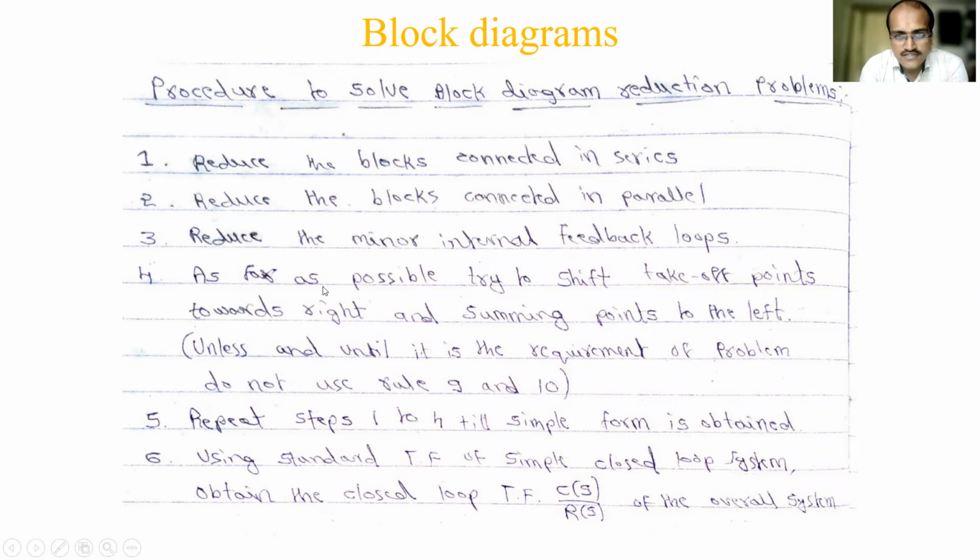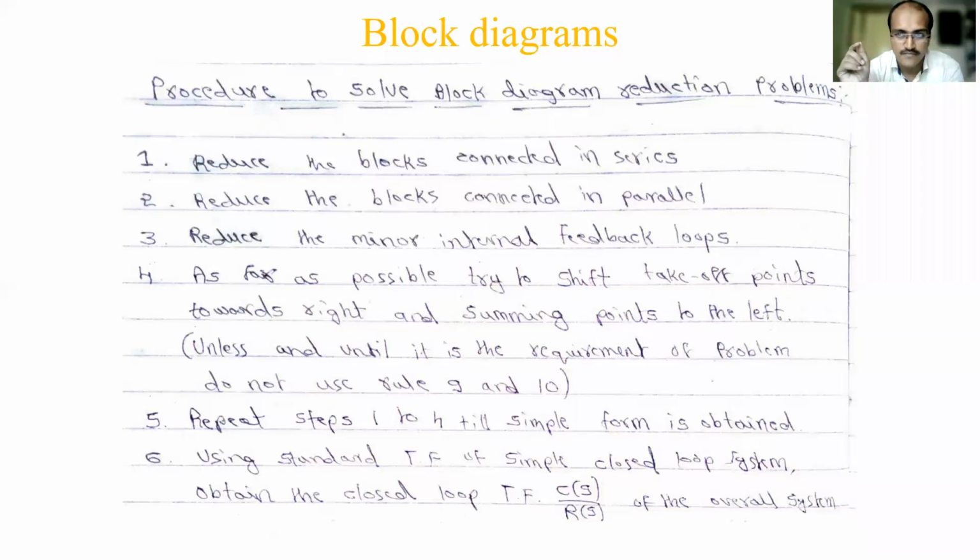Then the third thing: if you have done series and parallel, what you have to look for next is whether there are any minor internal feedback loops. What is meant by this? If you have a single block, a single transfer function, a single feedback block, one takeoff point and one summing point, that we call a minor feedback loop. How do you eliminate that? Using the formula, depending on negative or positive feedback, G of S by 1 plus G of S H of S.